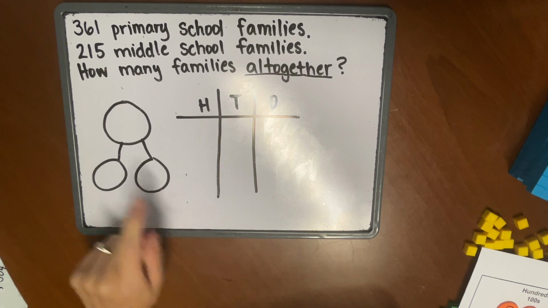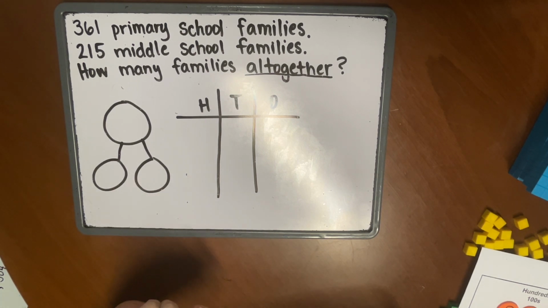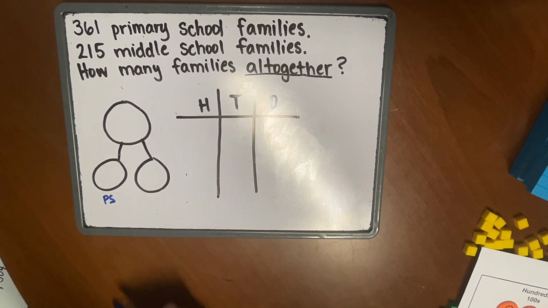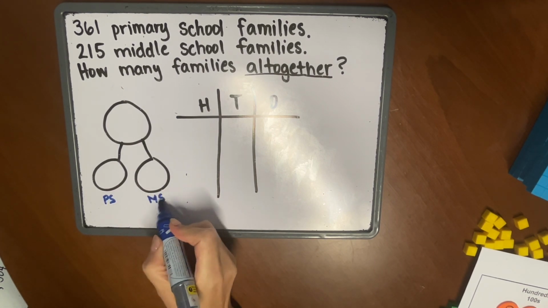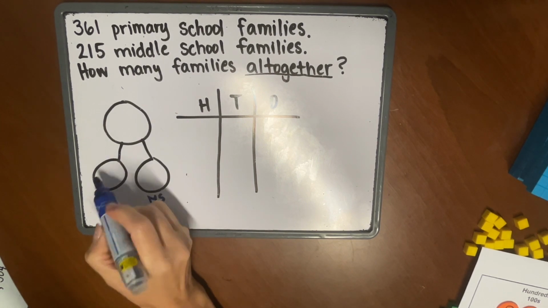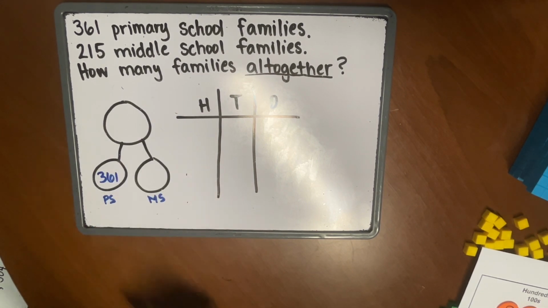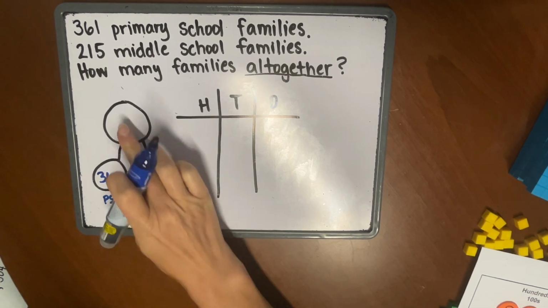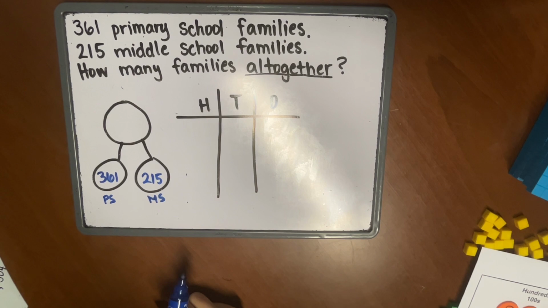Pause the video and see how you might draw these models. Let's see how you did. I know that the two parts were primary school families and middle school families, and I wanted to know how much that was all together. So there were 361 primary school families, 215 middle school families, and I was trying to find the total.